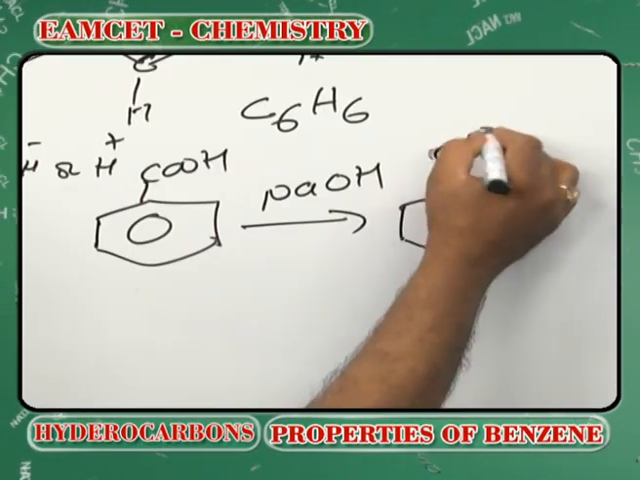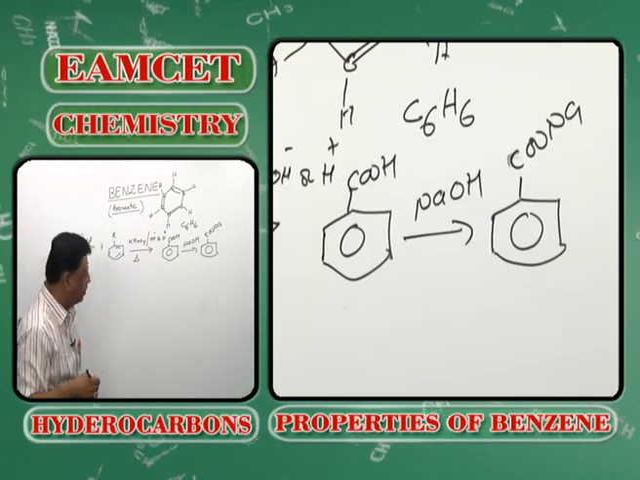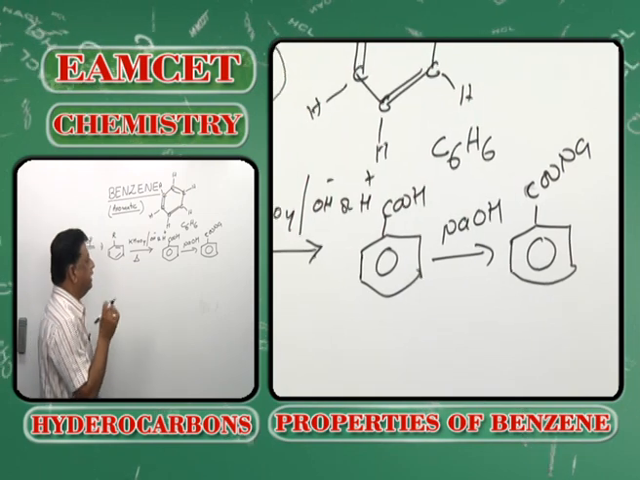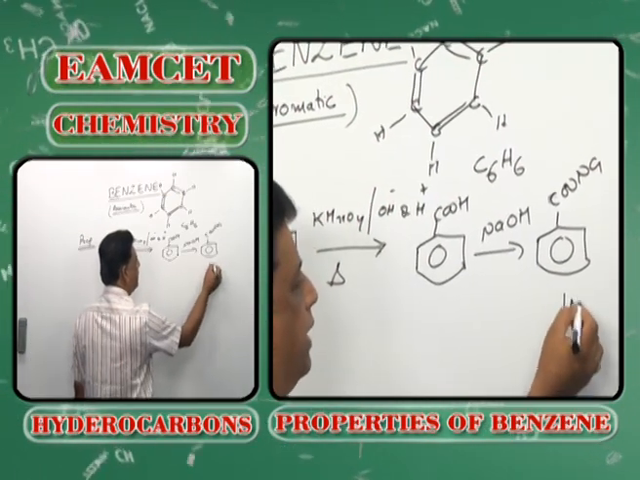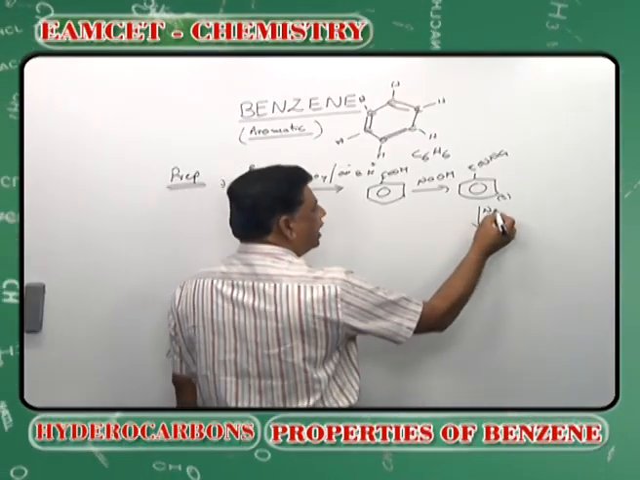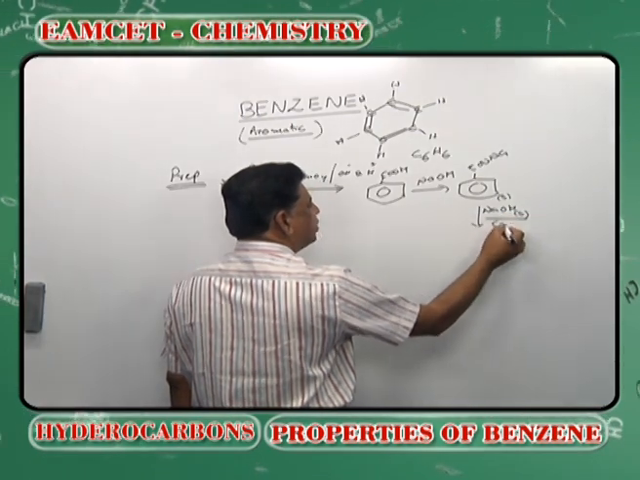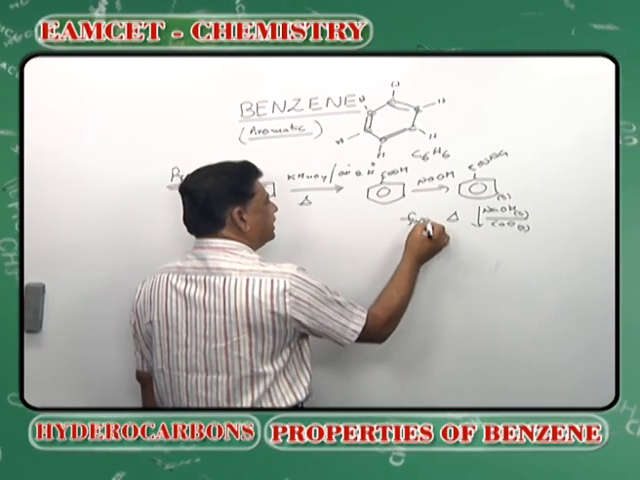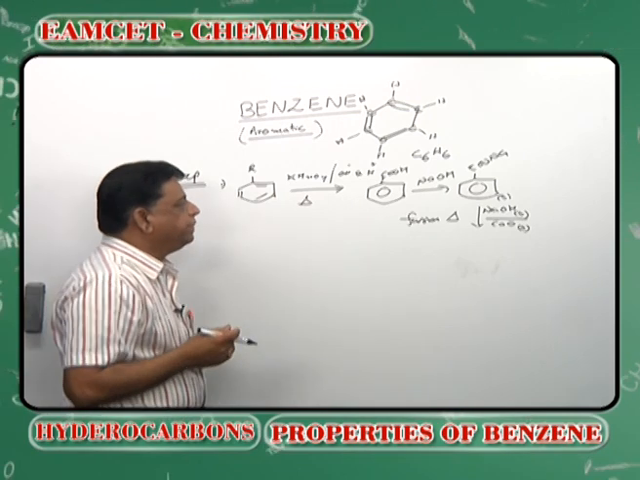The 3 double bonds, you can also write like a ring, because the 3 double bonds keep rotating, and we don't know where exactly the double bond is and where the single bond is. Now this compound, sodium benzoate, is a solid. You add solid sodium hydroxide and solid calcium oxide, and heat it. The reaction is called fusion, heating solids to get a liquid.